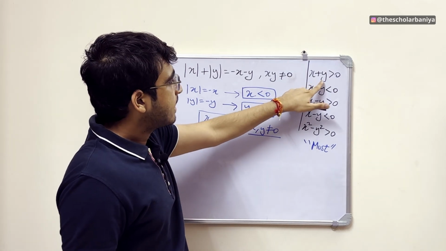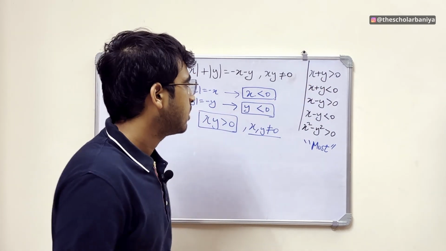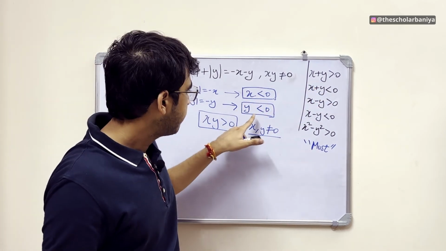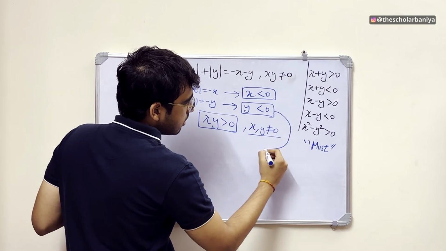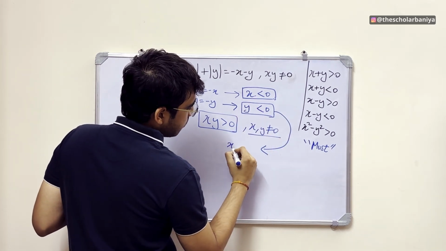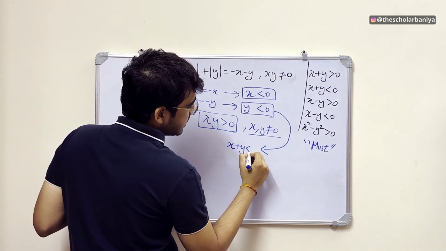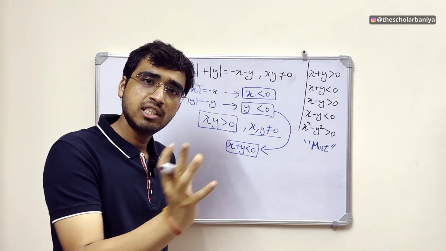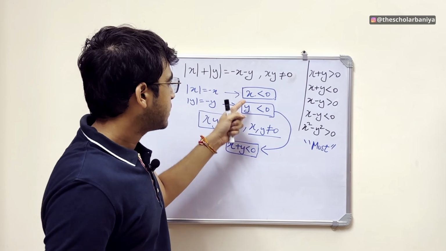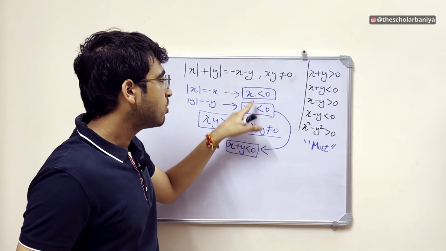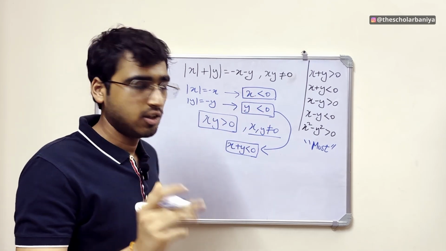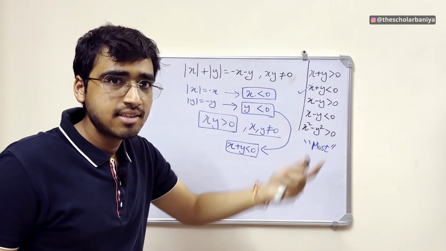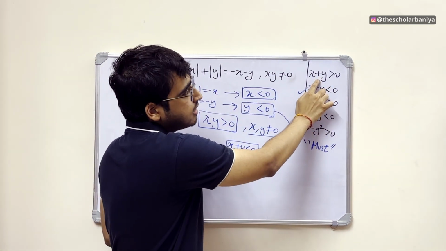For example, x + y is greater than 0. This can never be possible, because if x is less than 0 and y is less than 0, this means x + y will always be less than 0. For example, -2 plus -3 is -5. So if x and y are both less than 0, x + y will always be less than 0. So your answer becomes the B1. But let's analyze the other options as well. So this is not possible.